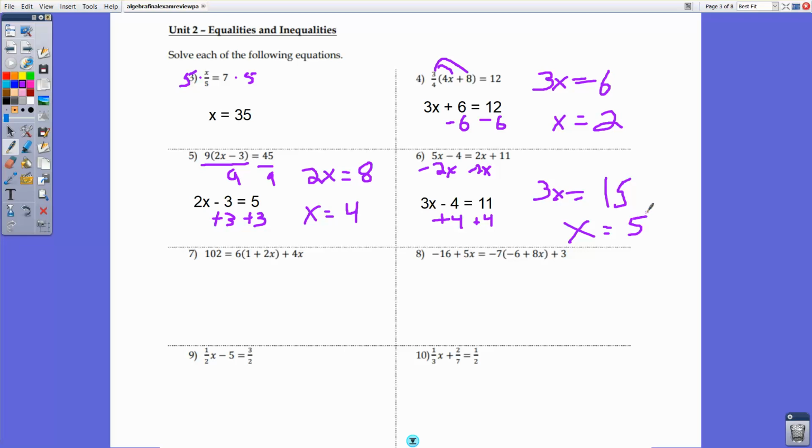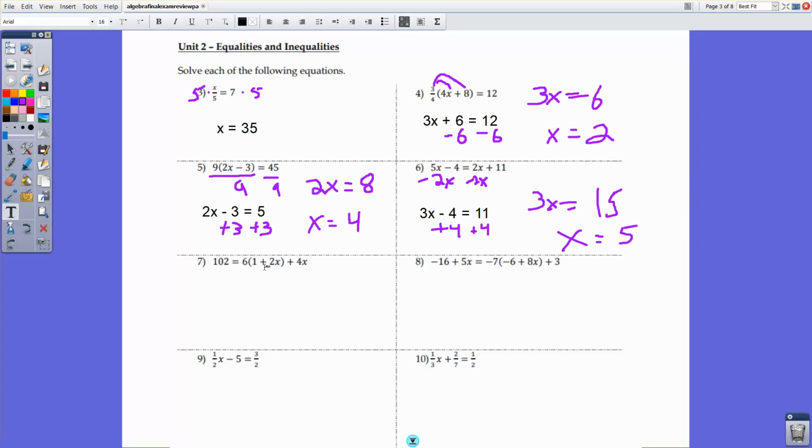So let's check this out. If I do 5 times 5 is 25, minus 4 is 21, so 21 over here. And then if I do 2 times 5, that's 10. 10 plus 11 equals 21, so I get 21 on both sides. I'm good to go. All right, number 7. This time we're going to distribute the 6.